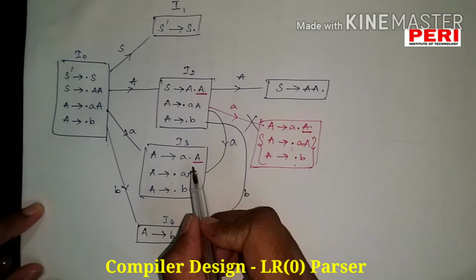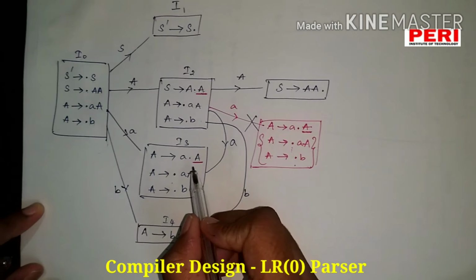In I3, we have the production A tends to A dot A. This dot has to move to the end of the string, so I have to traverse through capital A. If I traverse through capital A, I'll get the production A tends to A dot. Since the dot has reached the end, nothing has to be done here, so this becomes a state. Next, A tends to dot a A. If I traverse on small a, I'll get A tends to a dot A.